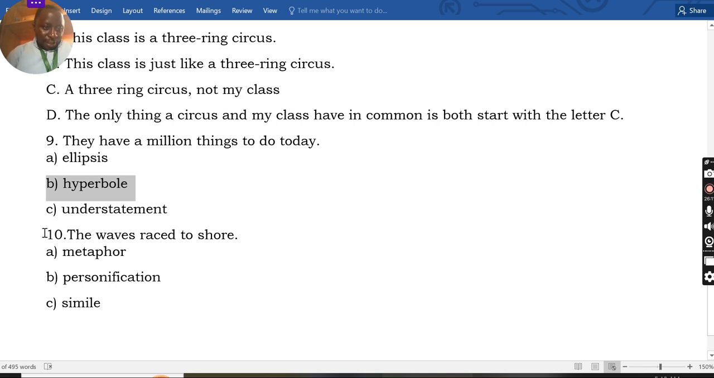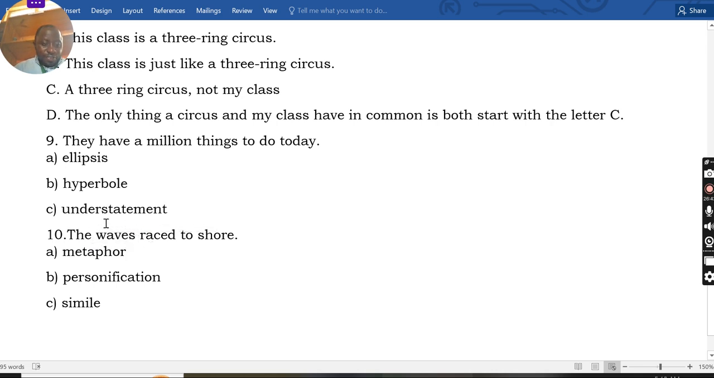Very good. So let's move ahead to the end, please. This is the last but not least. We have: the waves race to the shore. So we have here three alternatives. We have metaphor, we have personification, and we have simile. So do you know the waves? The waves. Yes.